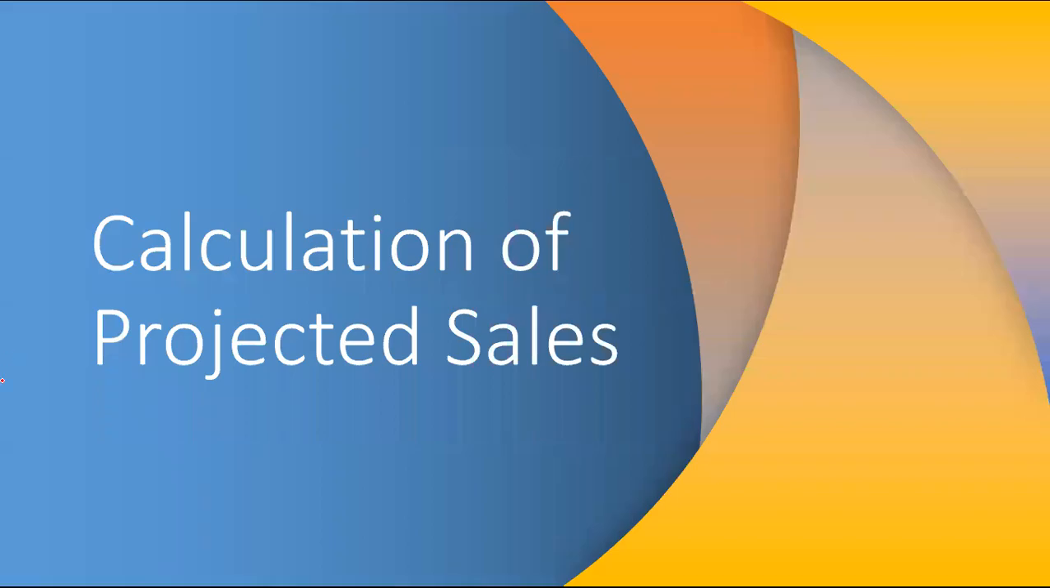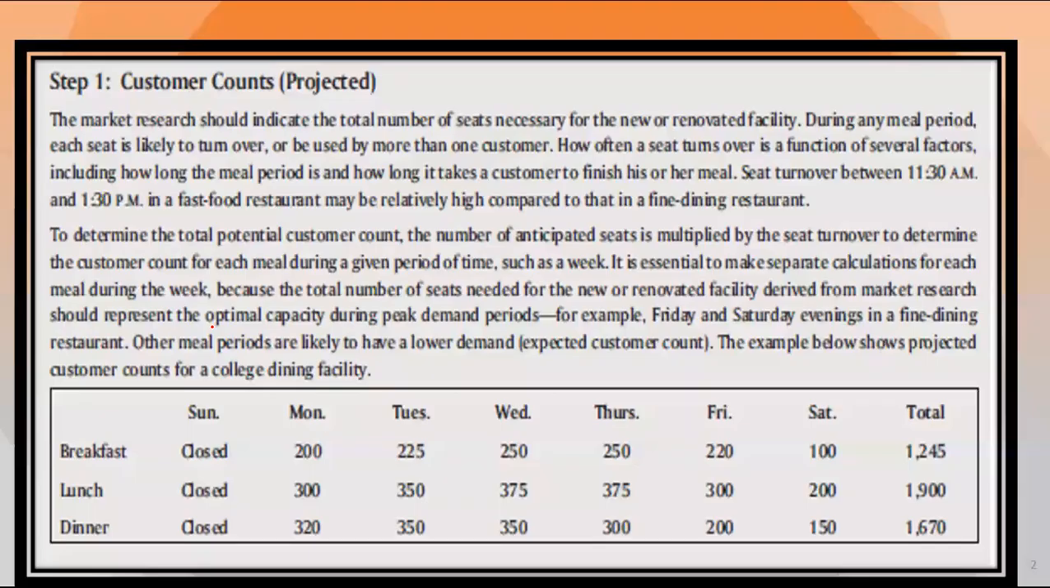Good day, everyone. For the calculation of projected sales, we are going first to have the customer counts. As you can see here in the example, the number of days in a week are being written, from Sunday to Saturday. And then the meal per day is also included. So we have the breakfast, lunch, and dinner.